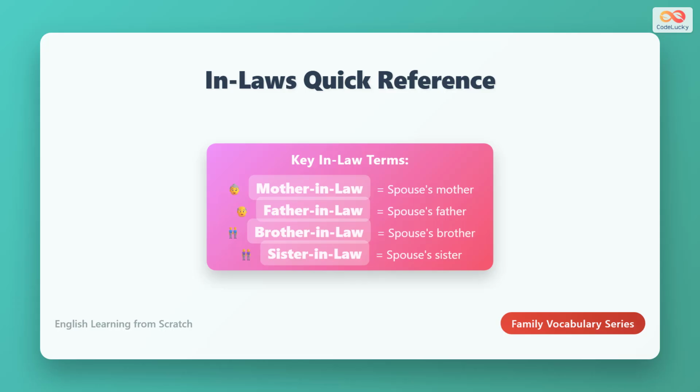Quick summary of all 4 terms. Mother-in-law equals spouse's mother. Father-in-law equals spouse's father. Brother-in-law equals spouse's brother. Sister-in-law equals spouse's sister. These are the essential in-law vocabulary words.